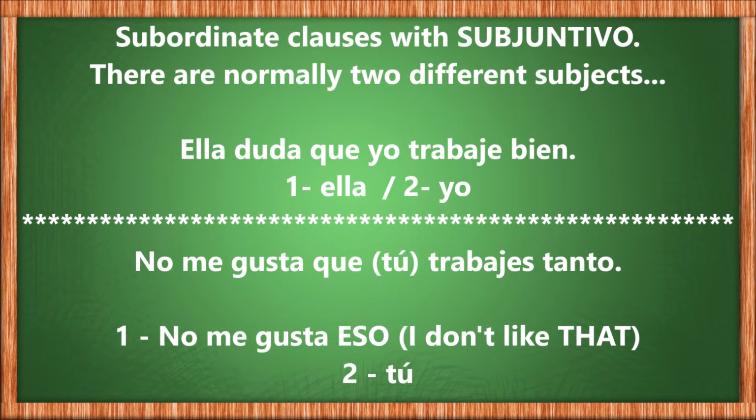Ella duda. Ella is a subject. And que yo trabaje bien, yo is another subject. In the second sentence, no me gusta. A mí, the subject here with the verb gustar is the thing that you don't like in this case. So I don't like it. No me gusta eso. That is one subject. And in que trabajes tanto, then tú is another subject.